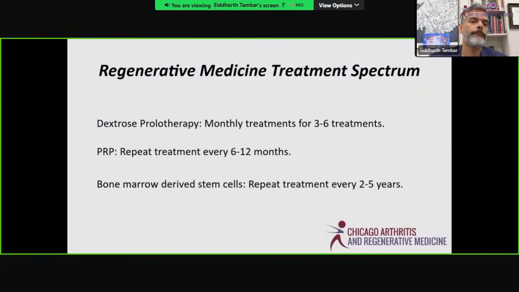Then there's using your own bone marrow derived stem cells. This is a stronger treatment. You'll get a result anywhere from 2 to 5 years. And generally what takes 2 to 3 PRP treatments can be achieved with 1 bone marrow stem cell treatment.